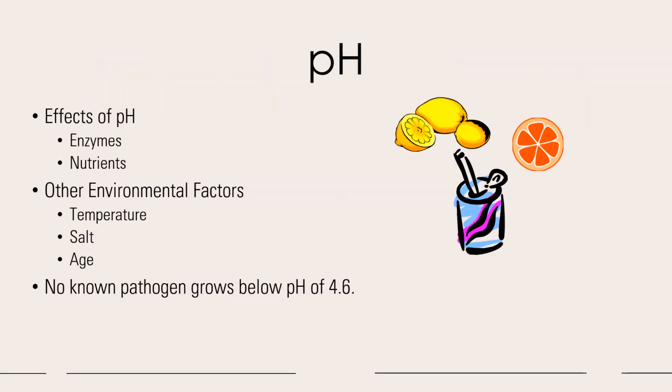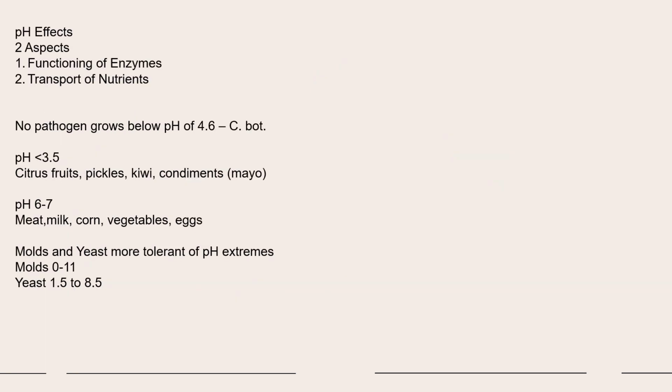Effects of pH, enzymes, nutrients. Other environmental factors are temperature, salt, age. No known pathogen grows below pH of 4.6. pH mainly affects two aspects, functioning of enzymes and transport of nutrients. No pathogen grows below pH of 4.6.